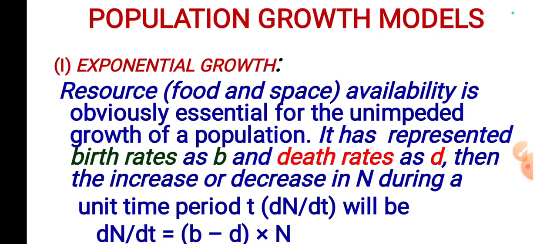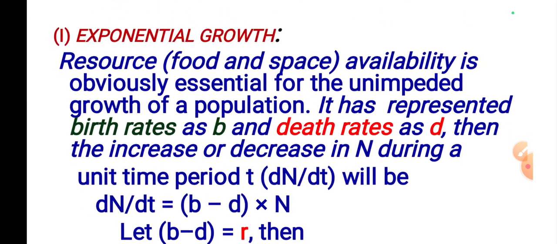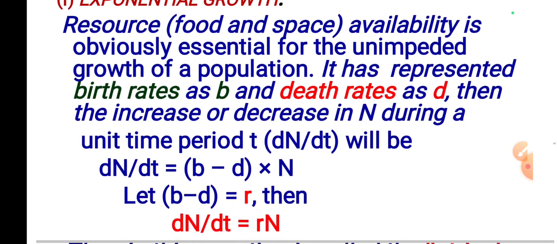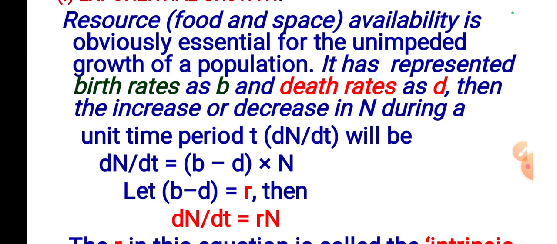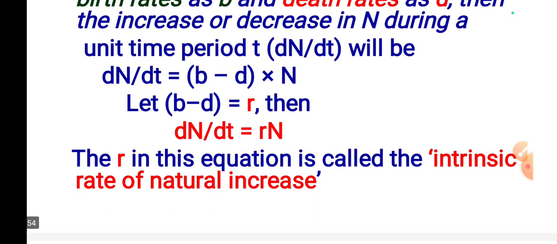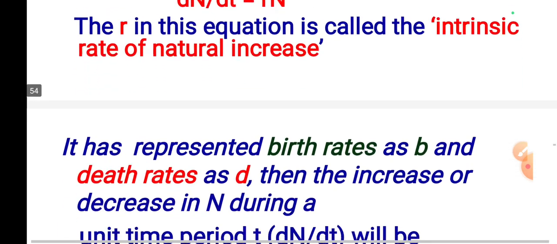Population growth models: exponential growth. Resource, food and space availability is obviously essential for unimpeded growth of population. Represent birth rate as b and death rate as d. Then the increase or decrease in population density N during a unit time period t, dN/dt, is equal to (b minus d) times N. Let b minus d equal r, then dN/dt is equal to rN. Here r is called the intrinsic rate of natural increase.